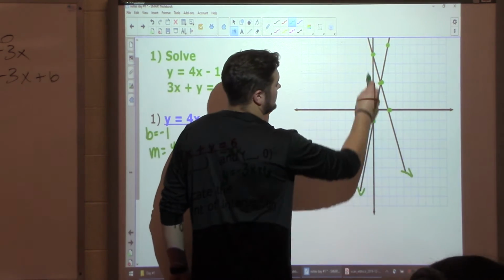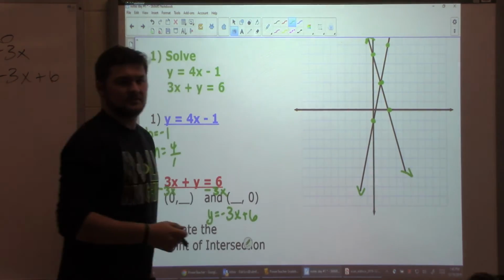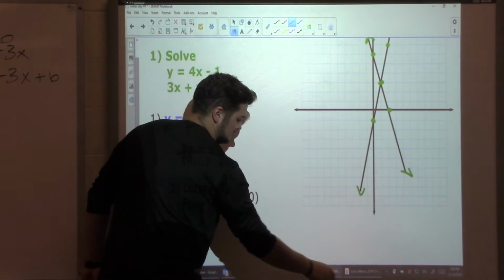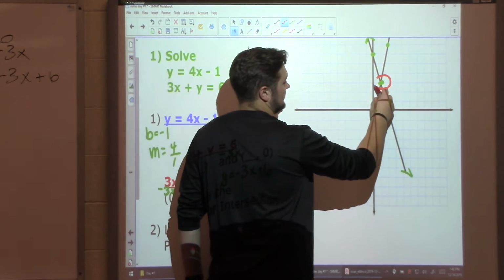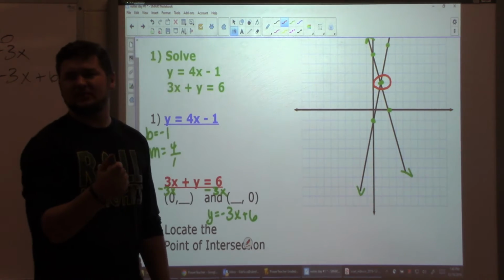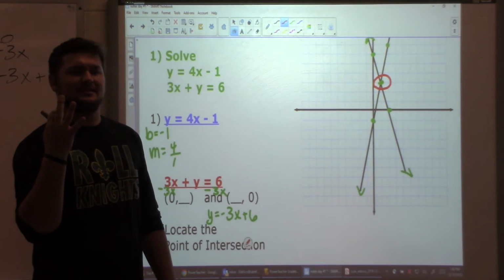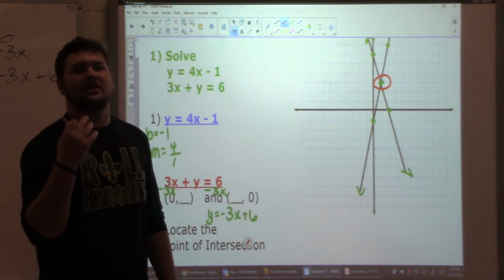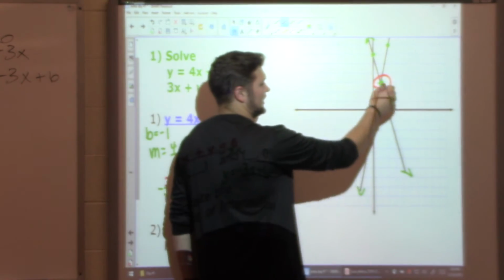Where do the 2 lines intersect? Over 1, up 3. Okay, 1, 3, right?